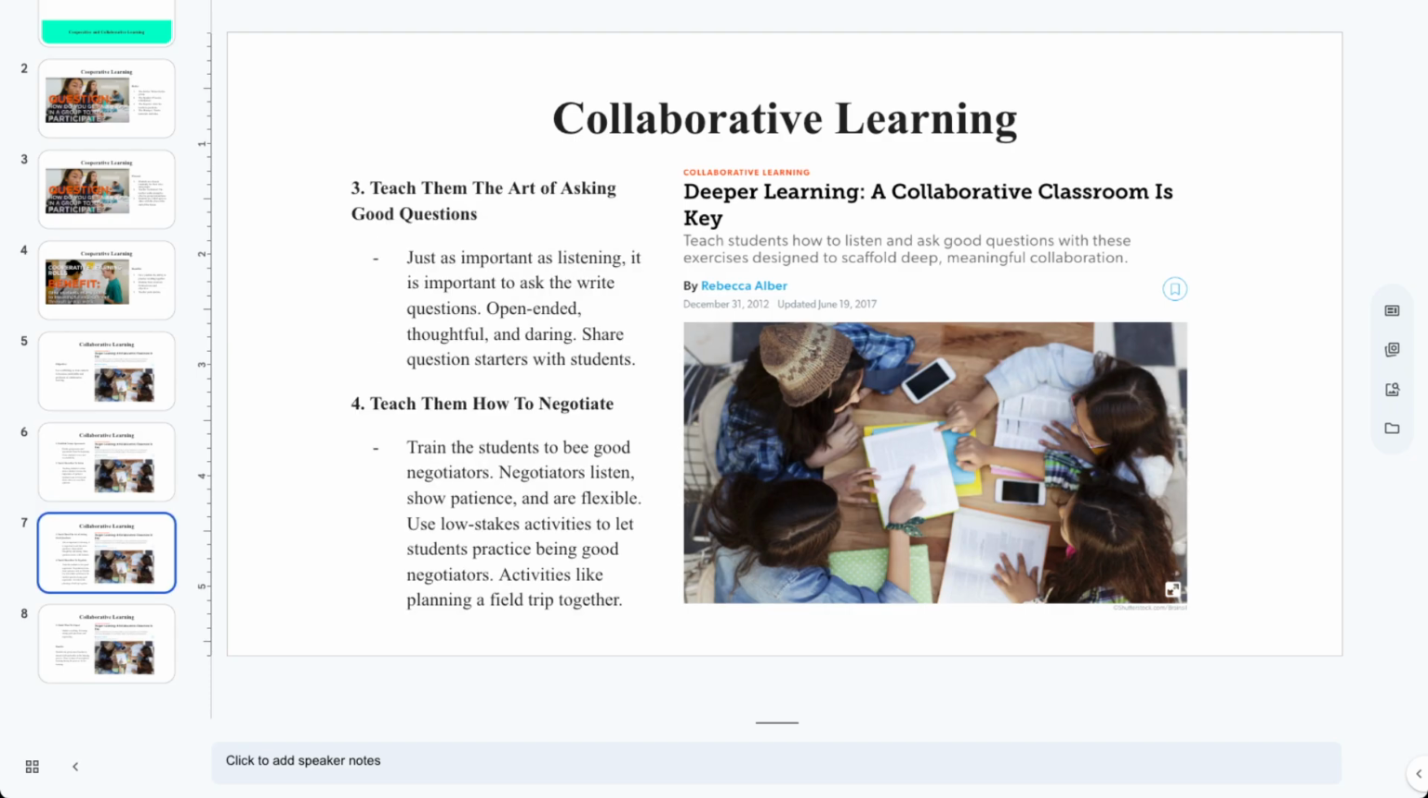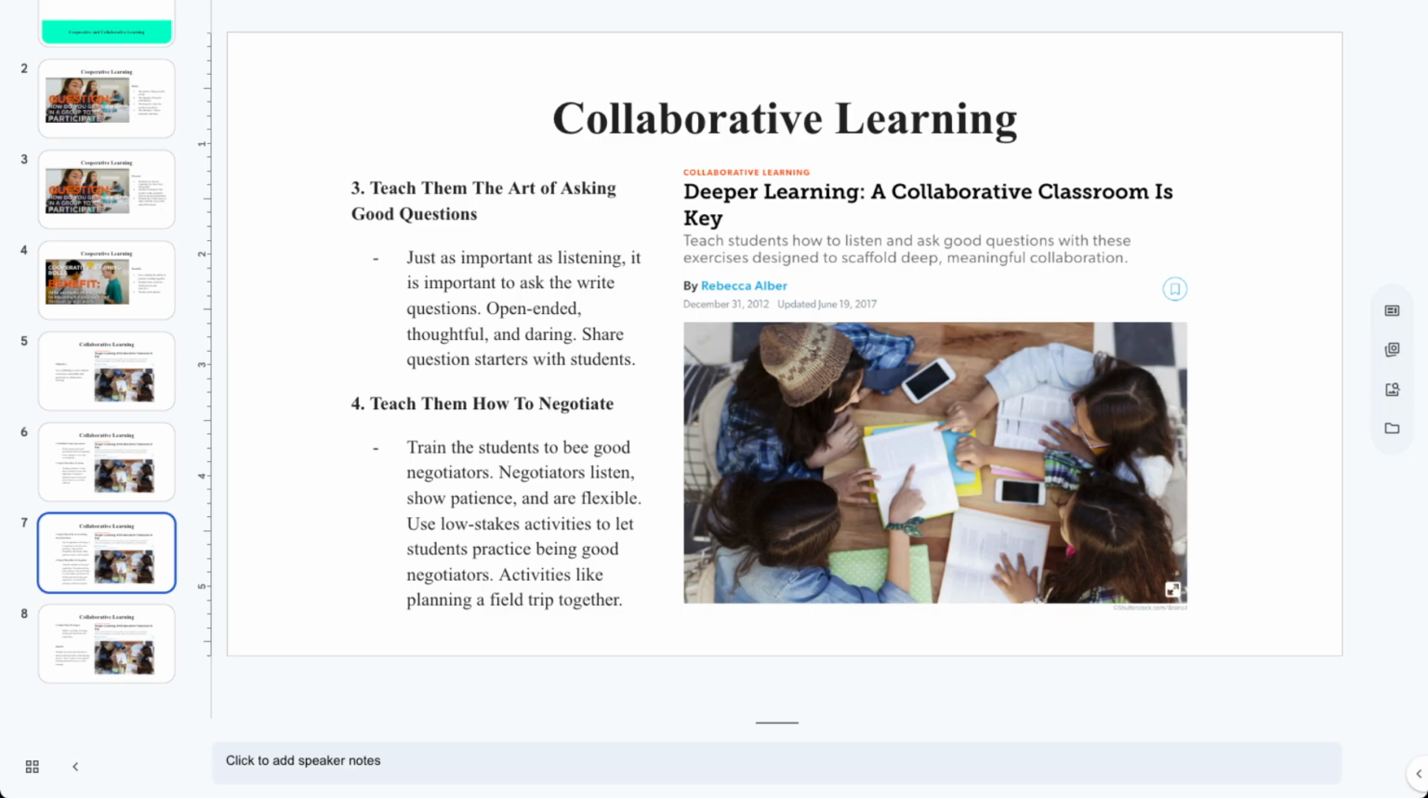Third point right here is teach them the art of asking good questions. So not only are we listening, but we want to show students and train students to actually ask the right type of questions. And so for this, it could be an open-ended question, a thoughtful question, even a question that challenges students or is daring. The idea is that we want questions that engage the students in this collaborative discussion.